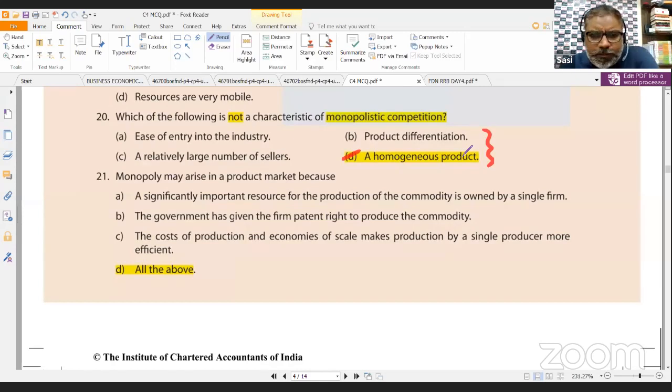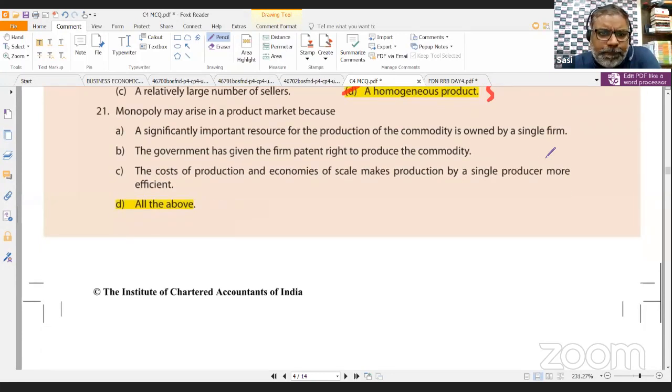Same kind of product. Whichever vegetable vendor you go to, more or less the same kind of vegetables will be there. A little bit of difference in quality will be there, but more or less the same product. Nothing special will be there in any one vendor compared with another. So that is the nature of monopolistic competition, where there will be product differentiation but not homogeneous products. Hence, the question number 20 answer is D. Then question number 21, monopoly may arise in a product market because of what?